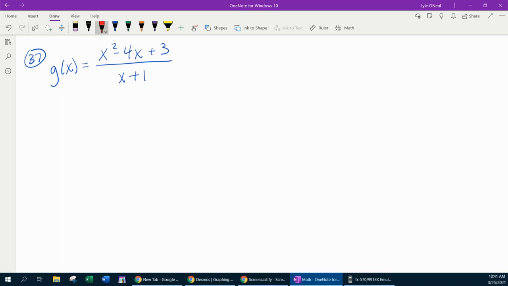Remember, to find the domain, you set the denominator equal to 0 and solve. That's also the way you find the vertical asymptote. So we're going to take the denominator, set it equal to 0 and solve. We're going to bring the 1 over, and that gives us x equal -1. And that would be our vertical asymptote. Now that is also the restriction on the function.